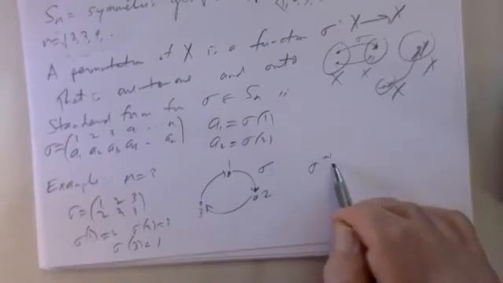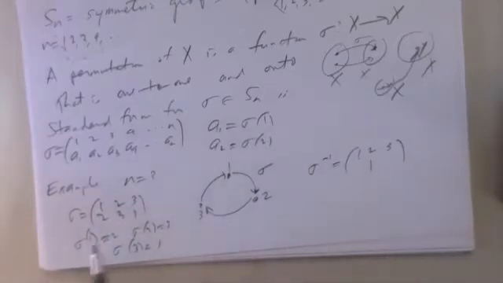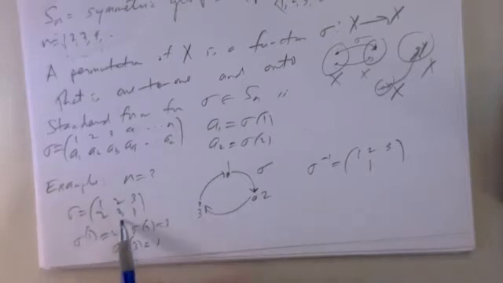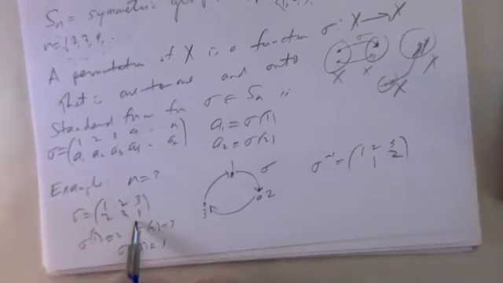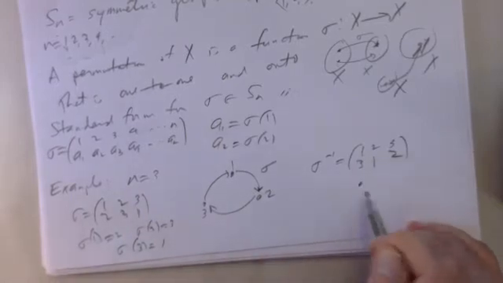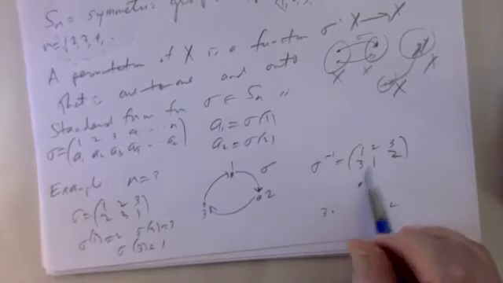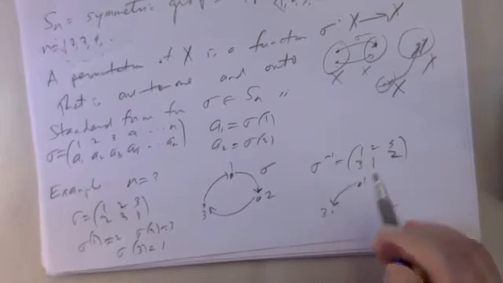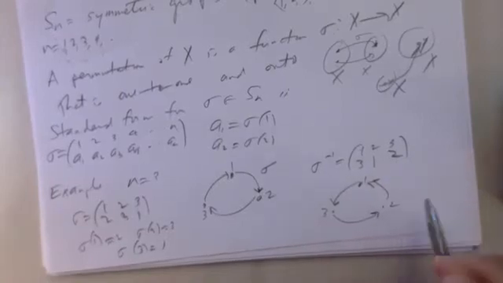And what would the inverse of sigma be? Well, if sigma sends 1 to 2, then the inverse should send 2 back to 1. If sigma sends 2 to 3, the inverse should send 3 back to 2. And if sigma sends 3 to 1, the inverse should send 1 back to 3. So the picture for this might be 1 goes to 3, 2 goes to 1, 3 goes to 2. It's kind of like the cycle in reverse order.